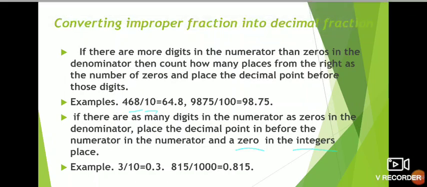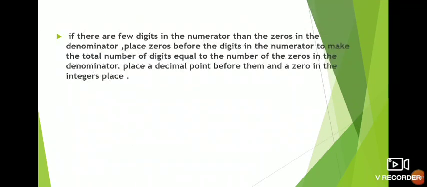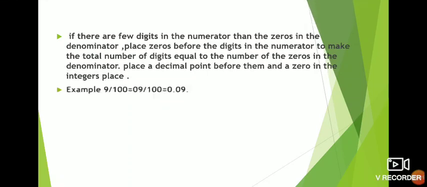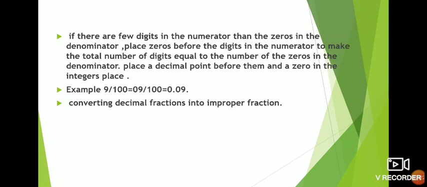And the last one is what? If there are fewer digits in the numerator than the zeros in the denominator, what we have to do? Write the zeros and make an equal number of digits, and then place the decimal point before them, and a 0 is at the integers place. Okay, now what we learned there, converting the improper fraction into decimal fraction we learned. Now converting the decimal fraction into improper fraction, that we will see.